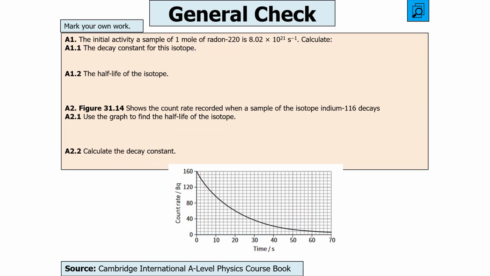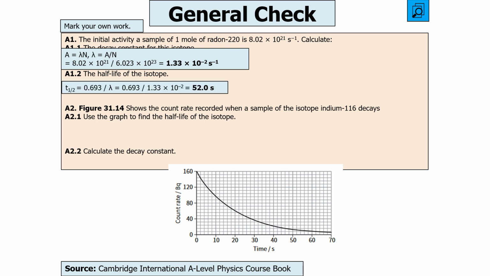Right, in this first one, we know that A equals a decay constant times by N. So decay constant is A over N. We've got A, we've got N, because we've got 1 mole, so it's 6 times 10 to the 23 particles in 1 mole, so it's 1.33 times 10 to the minus 2 seconds to the minus 1. Half-life is log 2, or 0.693, divided by the decay constant, which we just worked out, so it's 52 seconds.